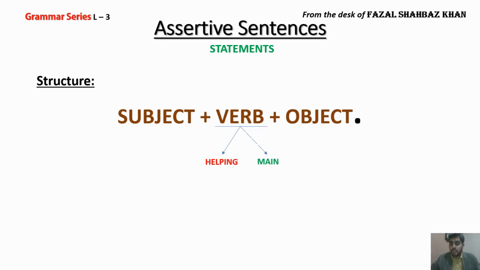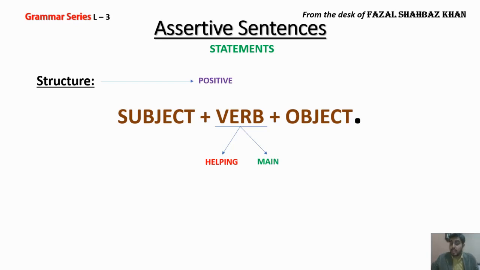So in a single sentence we have a verb, but that verb is broken into two different portions. The first must be a helping verb and the second is the main verb. If that goes this way, then our sentence within assertive becomes our positive statement. So that's a positive statement of assertive.